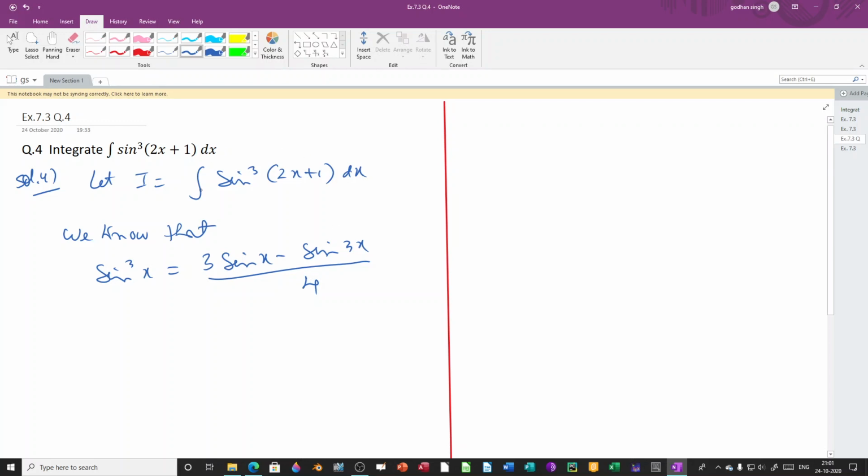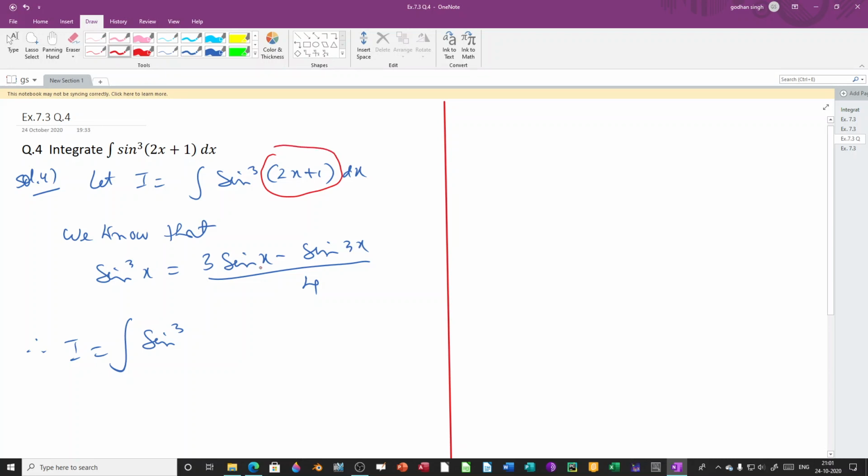So what is the benefit of writing this one? Because when we write in this way, we know the integration of sine x, and we can also integrate sine 3x easily, and 4 of course is a constant, so it will be very easy for us. We will just replace sine cube of 2x plus 1 by using this formula. So let's solve this one. Therefore I equal to sine cube. For the time being we will consider this as x.